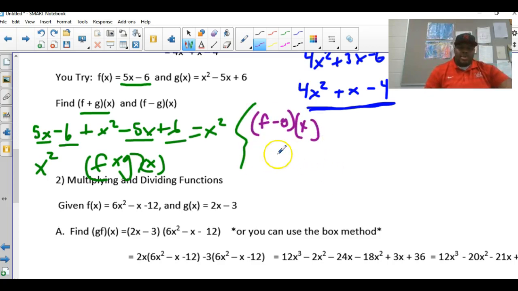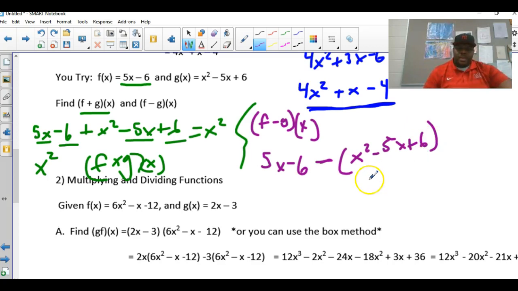All right, and what that means is we take f, 5x minus 6, and we're going to subtract. Notice I put the parentheses again because I have to distribute the negative. g of x, which is x squared minus 5x plus 6, okay? Distribute your negative, so you have 5x minus 6 minus x squared plus 5x and minus 6, all right?